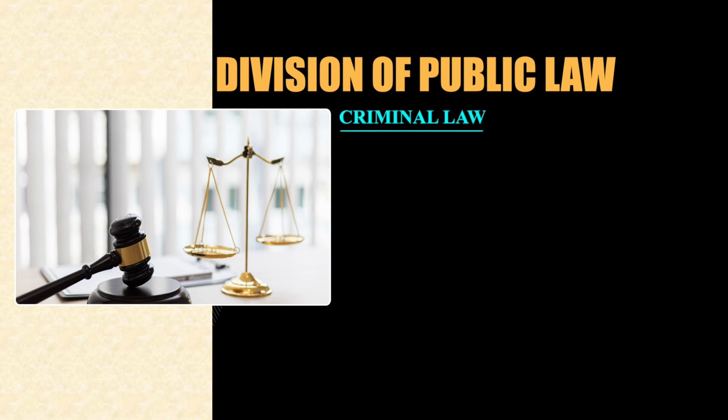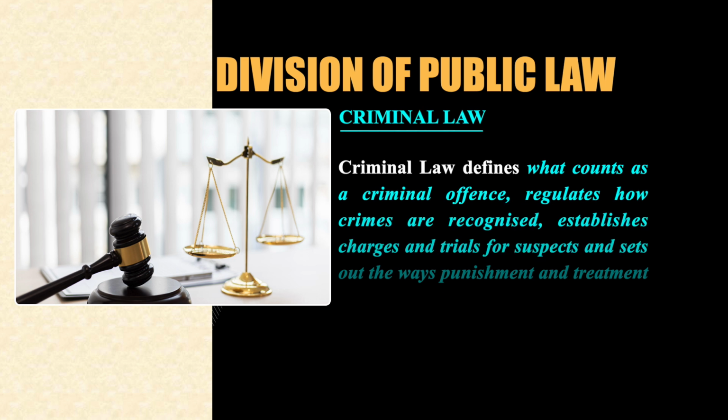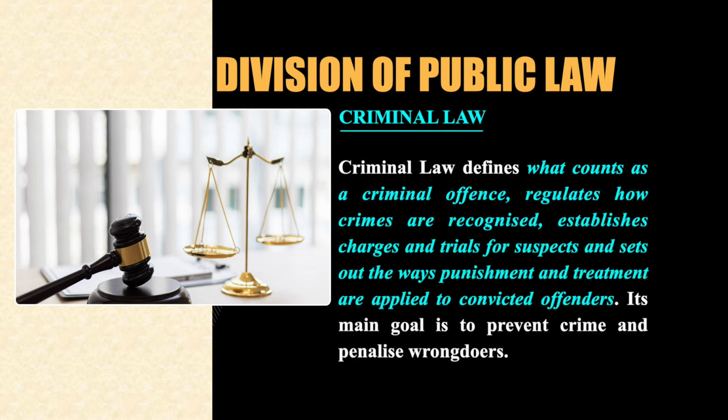Now, let's discuss criminal law. Criminal law defines what counts as a criminal offense, regulates how crimes are recognized, establishes charges and trials for suspects, and sets out the ways punishment and treatment are applied to convicted offenders. Its main goal is to prevent crime and penalize wrongdoers.